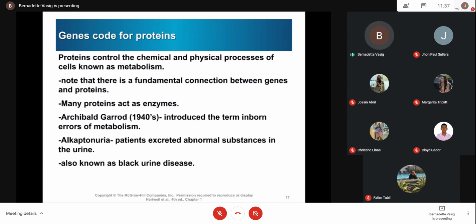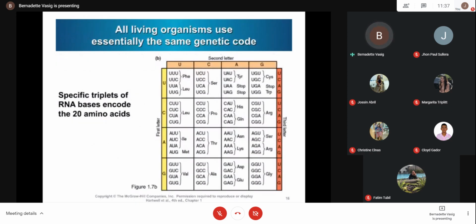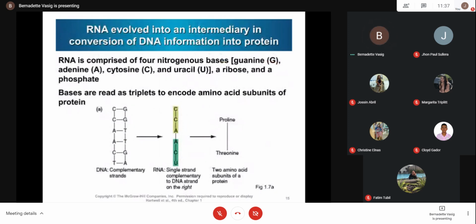Okay, so an example for that is alkaptonuria, which is also known as black urine disease, caused by abnormal substances present in the urine of an infected or diseased individual. Okay. Which do you think is the main culprit why there is production of abnormal substances in the urine? Mutation. So among these molecules, which do you think is responsible for the production of abnormal substances in the urine? Okay. DNA might be the reason.